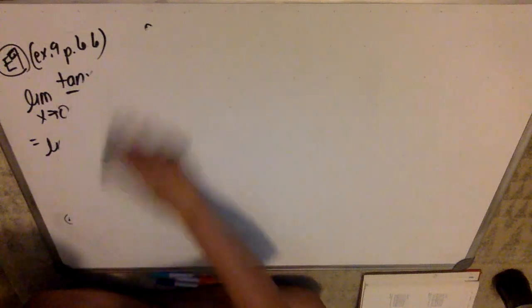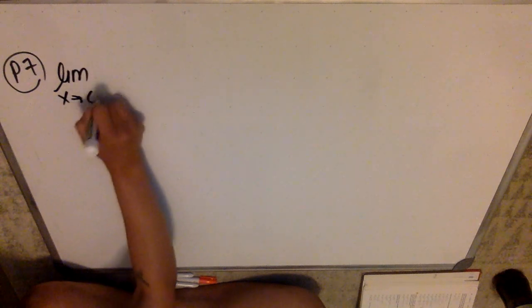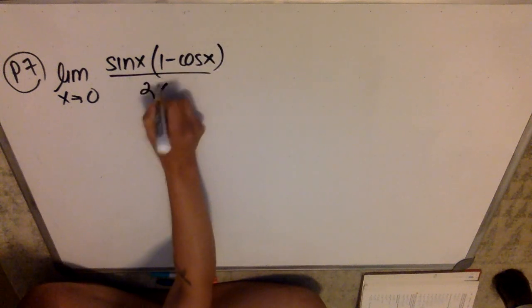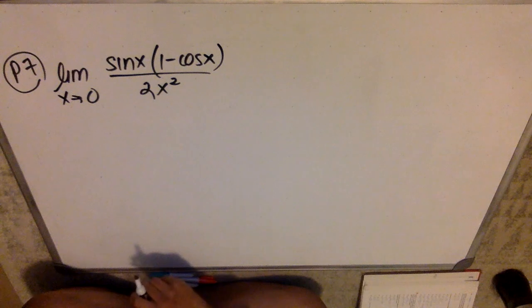So we'll do a P7 that's similar to this. Right, so P7. Let's do, well, that one seems a little easy. Let's do the limit as x approaches 0 of sine x times 1 minus cosine x over 2x squared. Okay, so you're going to try and figure out this limit.